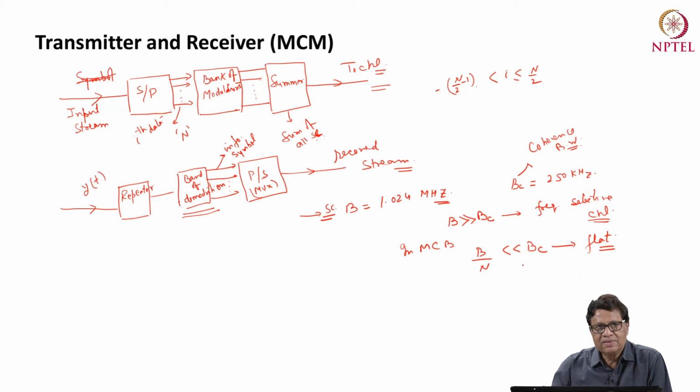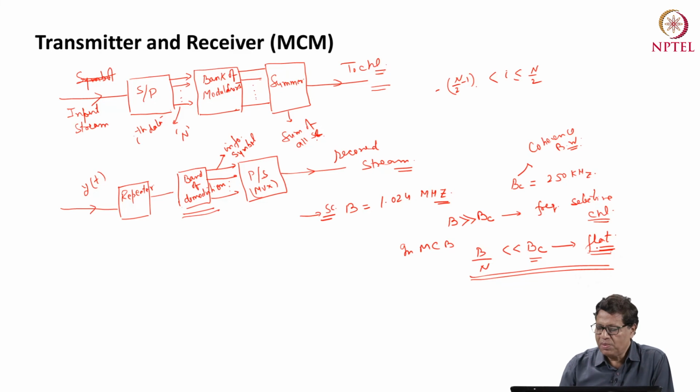So that's the advantage of having multi-carrier. The channel behaves like a flat channel, because the sub-channel bandwidth, B by N, is much less than BC, which you can calculate by dividing by 64 or 256, depending on how many subcarriers you are using. It is much less than BC. Channel is flat. So in MCM, this problem is resolved, which was there in the single carrier system.